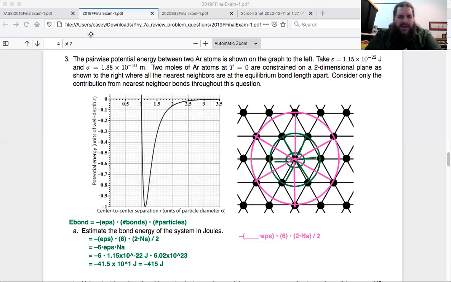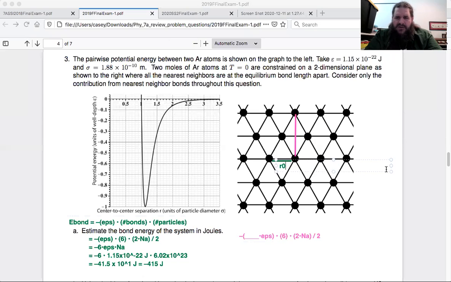For example, let me clear some of this so we can focus on just one of those sides. Let's say this side length here. That side length is what we're trying to find. But we also know that this distance is a nearest neighbor distance. That's just R naught. So we know that distance anyway.